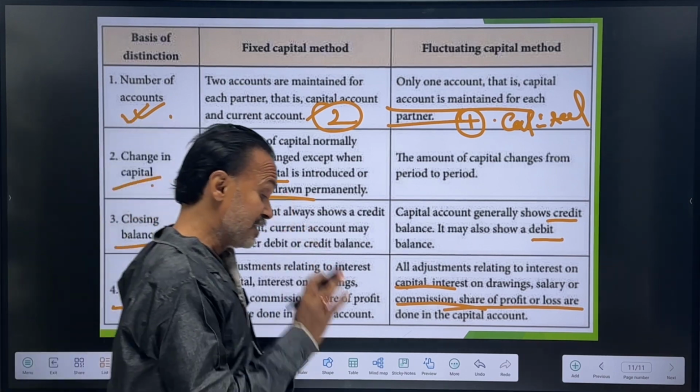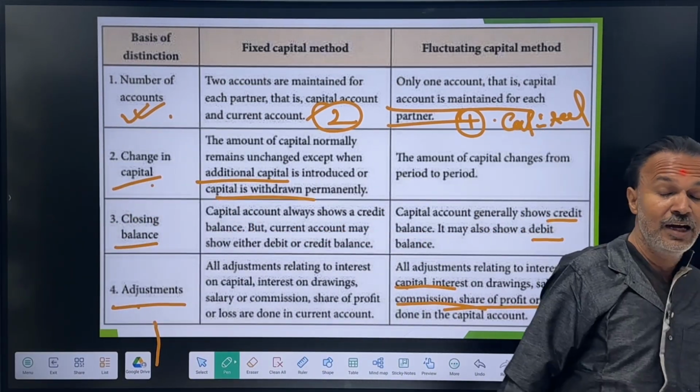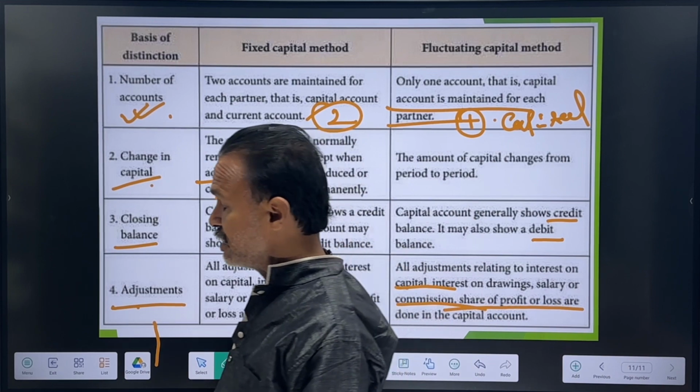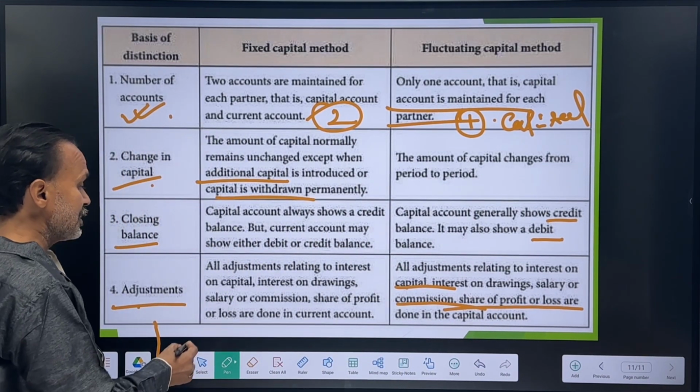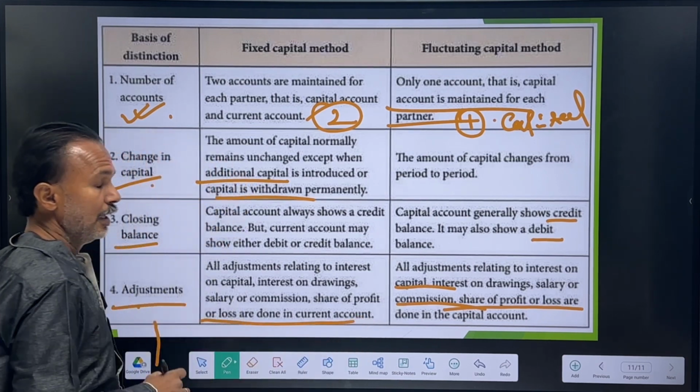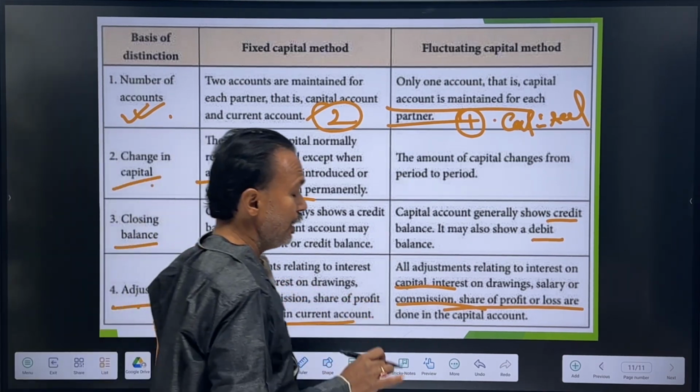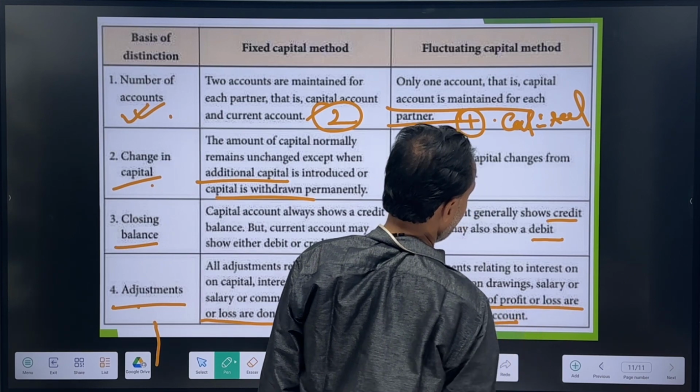Adjustment in the fixed capital account: all adjustments relating to interest on drawings, salary, commission, and profit transferred from the P&L appropriation account are done in the current account. और इसमें all adjustments are made in the partners' capital account.